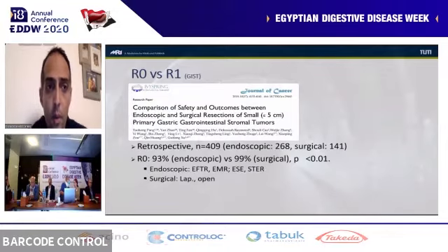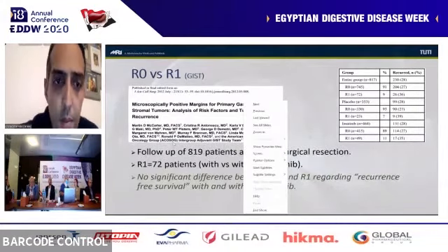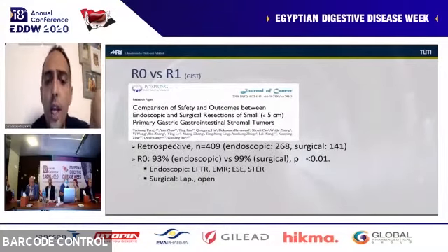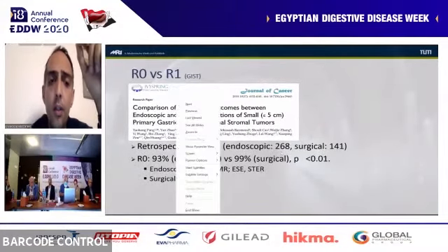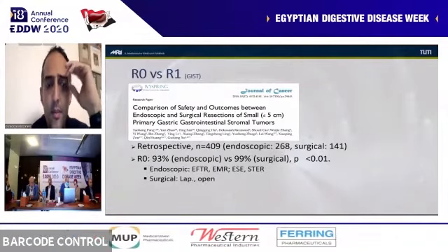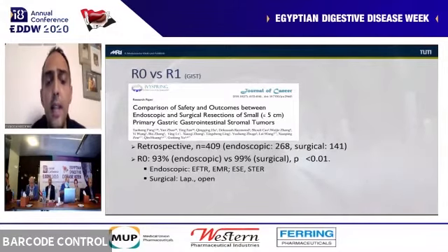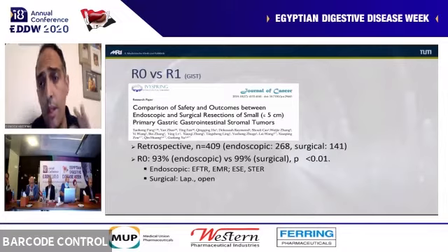The problem with the STIR technique, if we compare it to surgery, is that surgery has 99% R0, while endoscopic has 93%. Maybe because of the coagulation that we apply, the histologist cannot say 100% that it is completely resected. I'm talking now about GIST tumors, not leiomyoma.